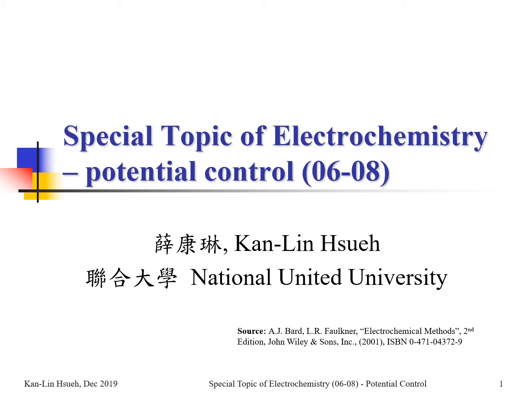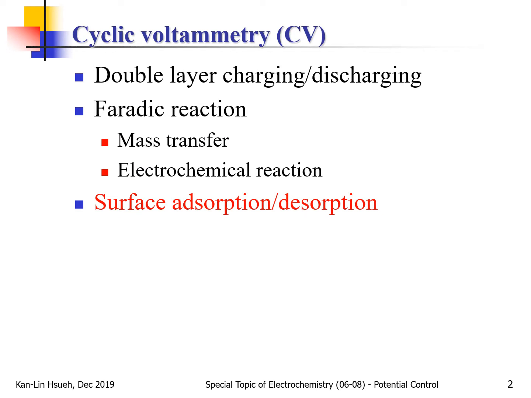This is the last section of the potential control. In this section, we're talking about cyclic voltammetry at a fast scanning rate. About the cyclic voltammetry, we've been talking in the previous section.